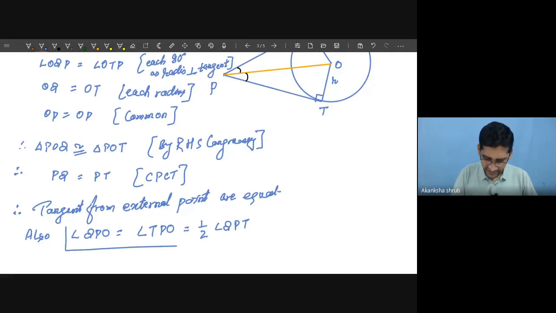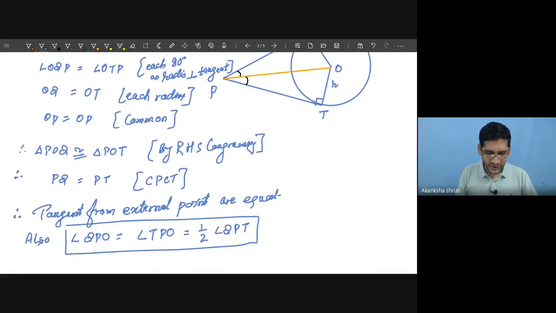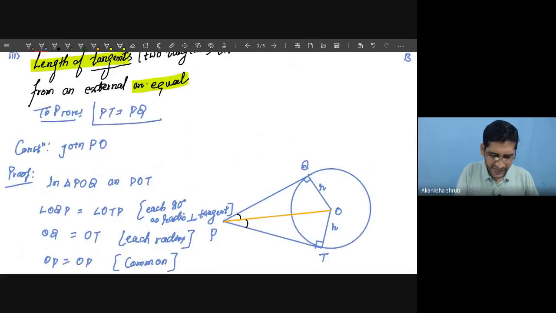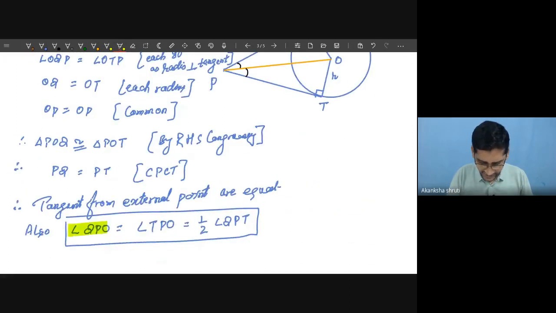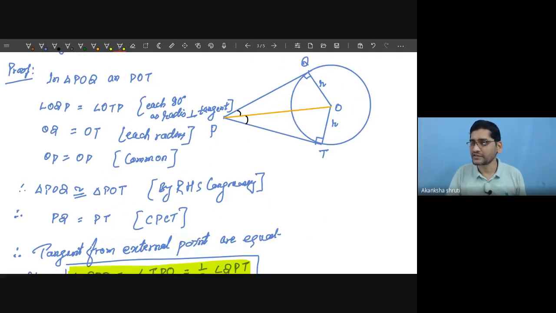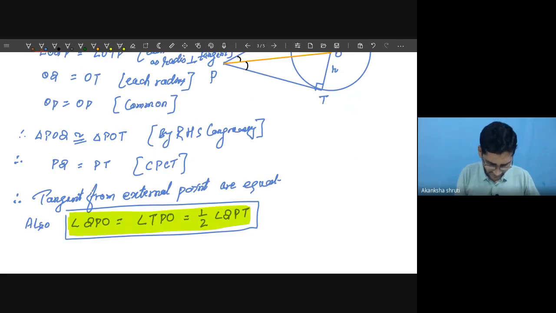Okay, it is the other relation. So students, the two relations: the length of tangents are equal, and the other relation is that the angles made by the tangents with the line joining the center to that point are also equal, or the line joining the point to the center divides the angle between the two tangents. So let me write it in language form.